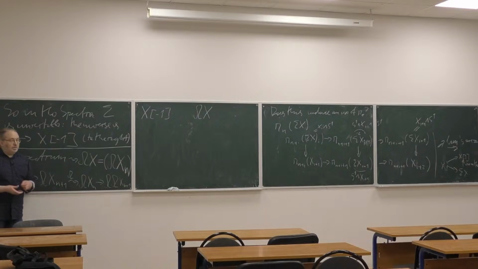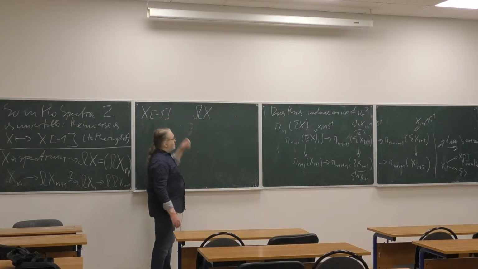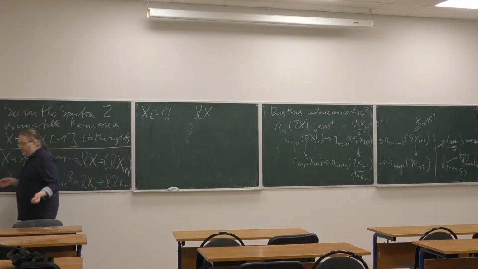Well, let's have a look. So, do I have a map in either direction? Do I have a map of spectra from omega x to x shifted by 1 to the right, or do I have a map the other way around?